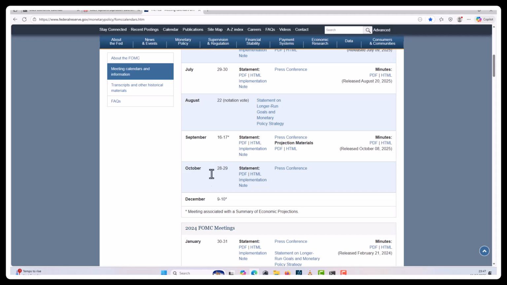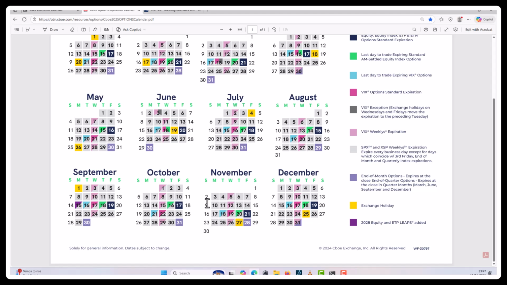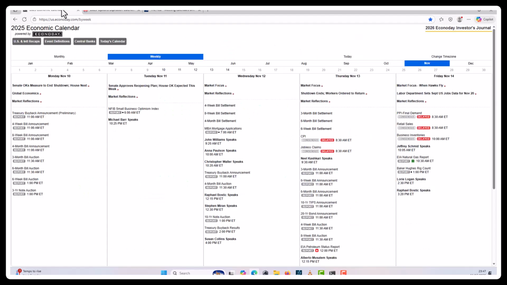For the Fed meeting this November, it's missing, so they don't do any FOMC meeting. It's going to be in December, so the whole month of November we don't have any FOMC meeting. Alright, so that is the economic news quickly reviewed for this week. Now we go into the chart to see.